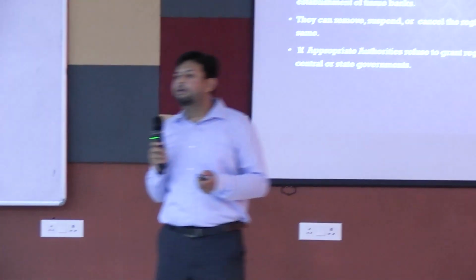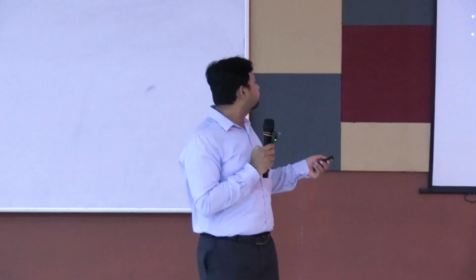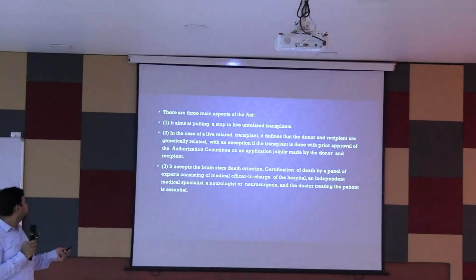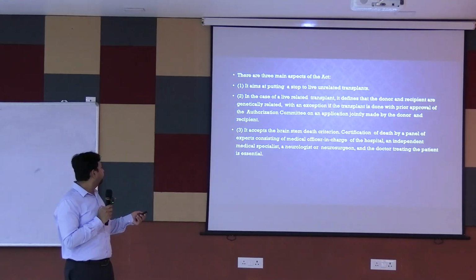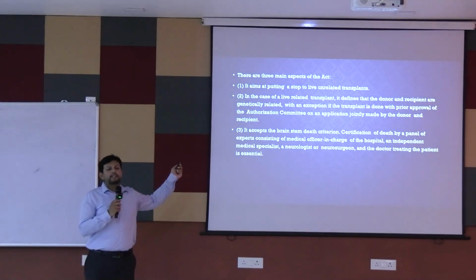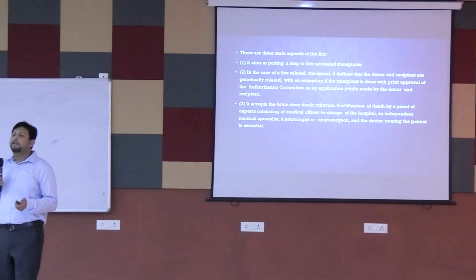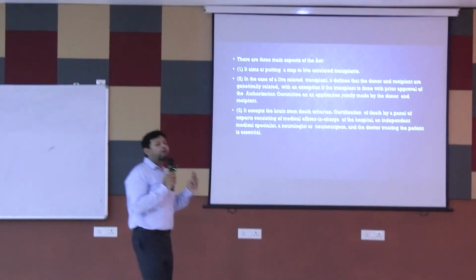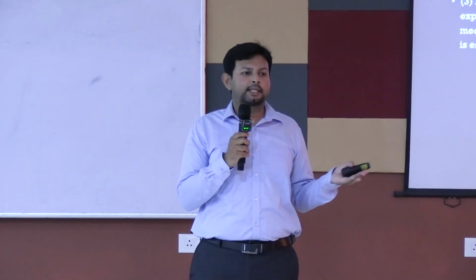So this authority has the power of the civil court. So what are the rules and regulations? Is it visible? No, not visible. Okay. So what is the main goal of this act? To stop illegal harvesting of organs and illegal commercialization of the process.